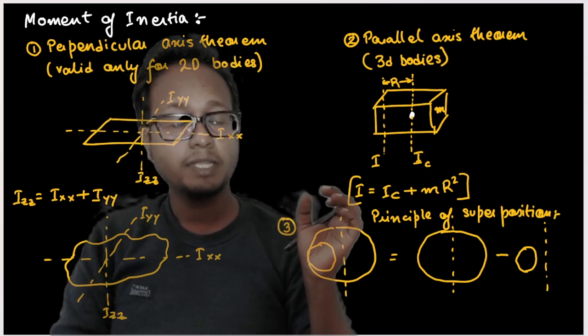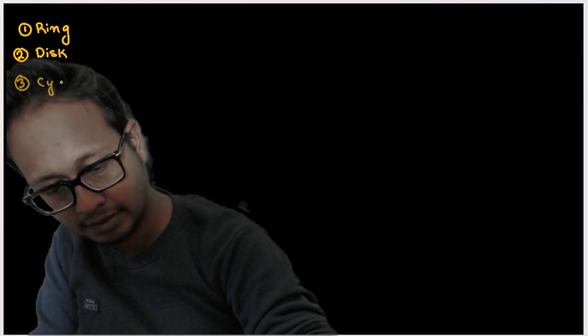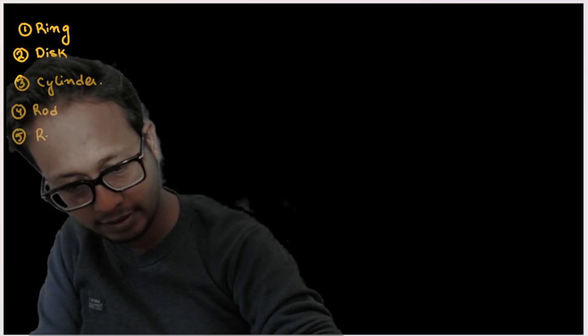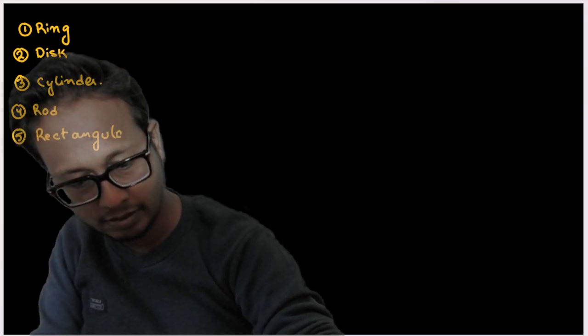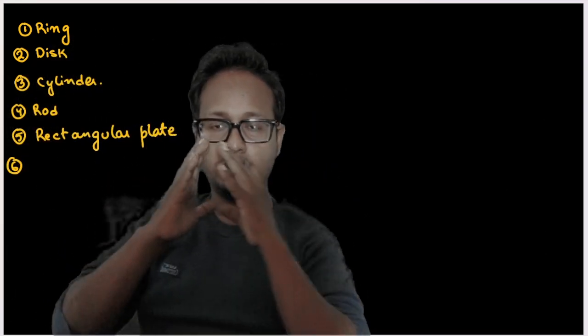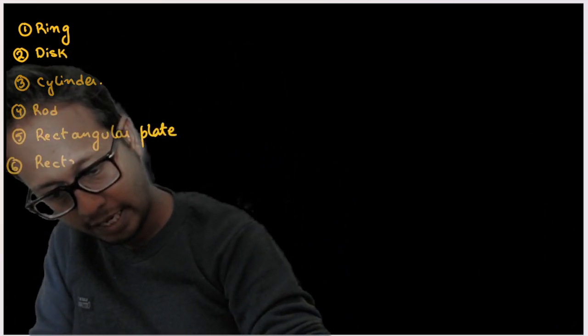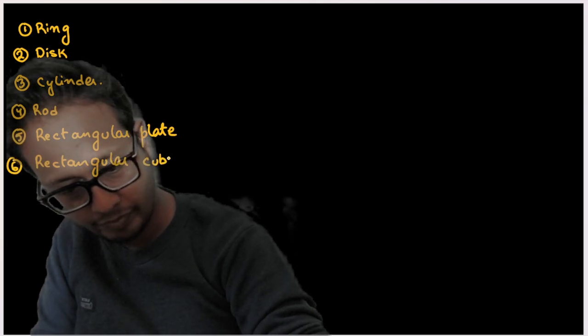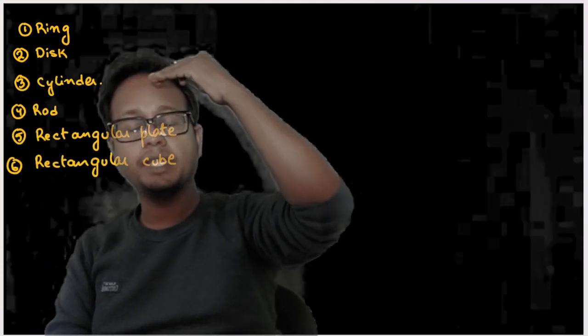Now, what are the basic shapes that I'm going to discuss? I'll start with ring, then disc, then cylinder, hollow cylinder and filled cylinder. Then rod. After that, rectangular plate. After that, cube, not exactly a symmetric cube but a rectangular cube. These moments of inertia are very common and will be repeatedly asked in your examinations.